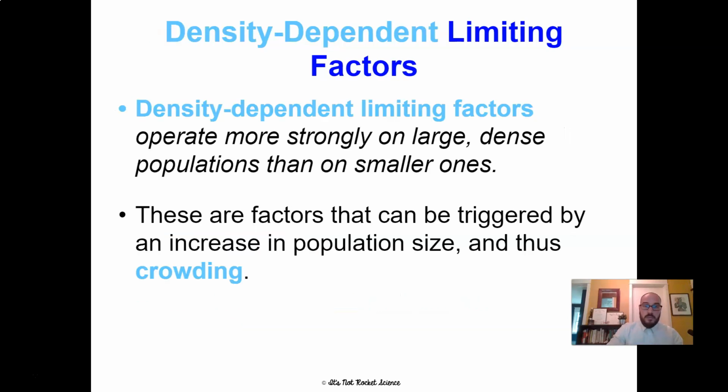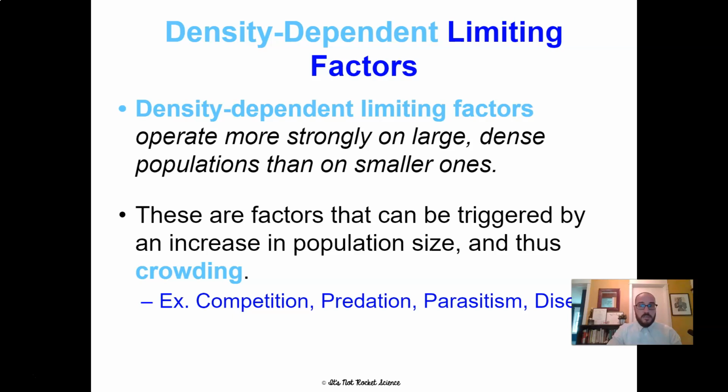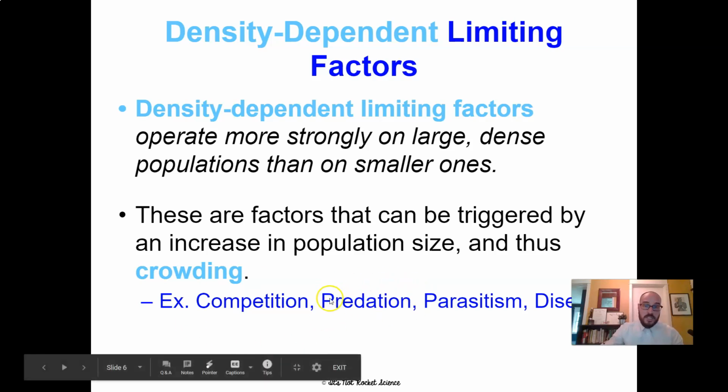Whereas something like competition between organisms can only happen if there's a lot of density and there's a lot of organisms there to compete with one another. Or this example of predation is only going to happen if there are predators to eat the prey, like our example of Yellowstone National Park.